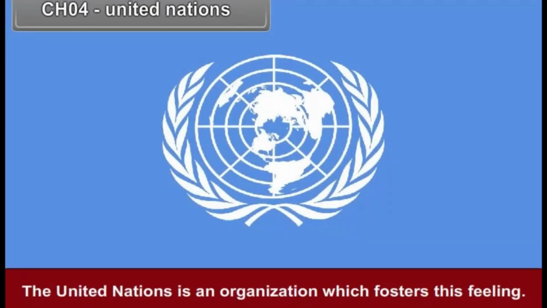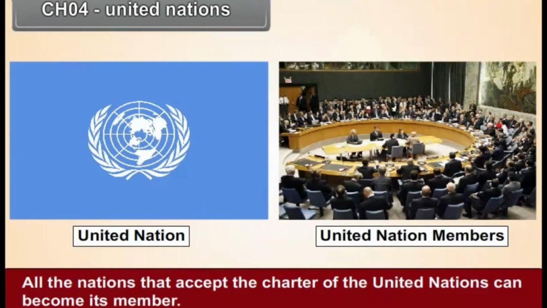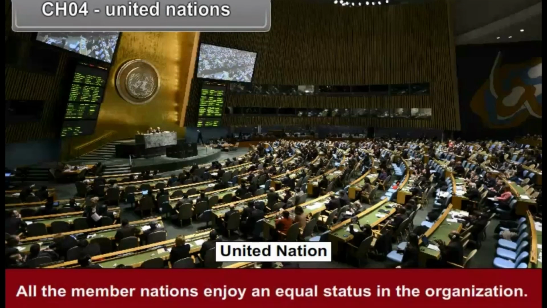It is an organization of sovereign nations. It is a platform for resolving international issues through peaceful means. All the member nations enjoy an equal status in the organization. All nations are considered equal without any discrimination on the basis of the extent of development or prosperity. It is binding on all member countries to resolve their international issues only through peaceful means.